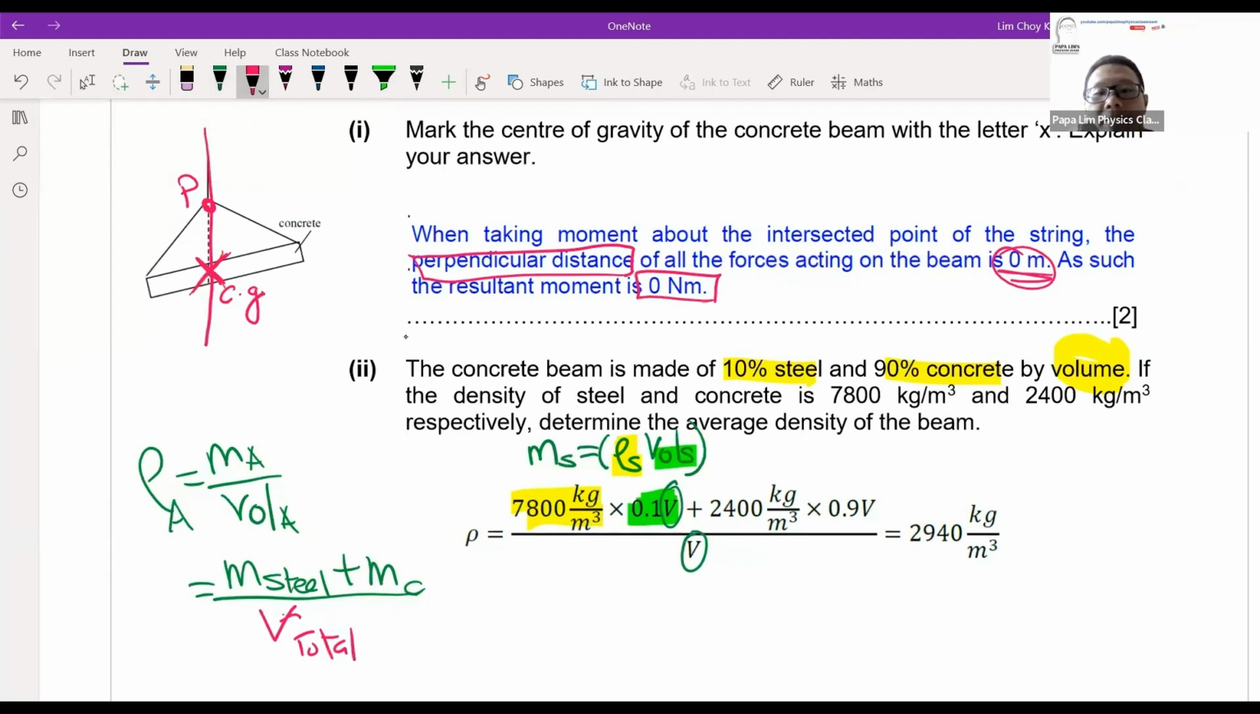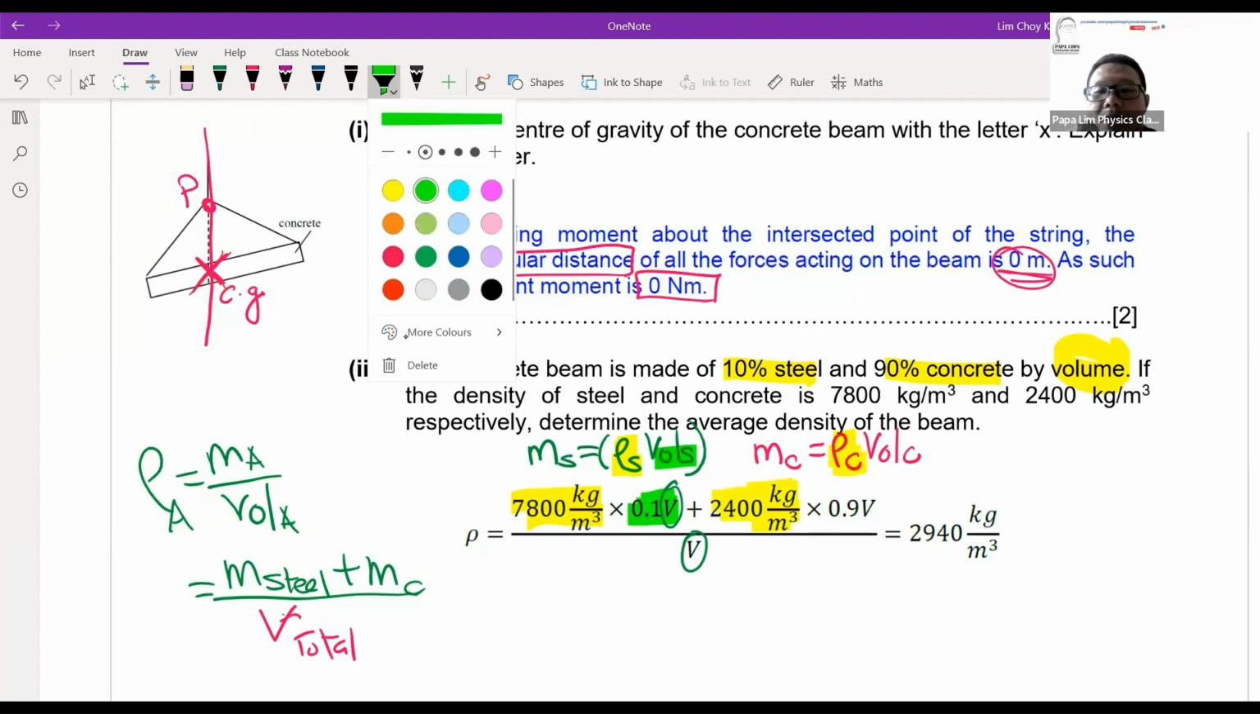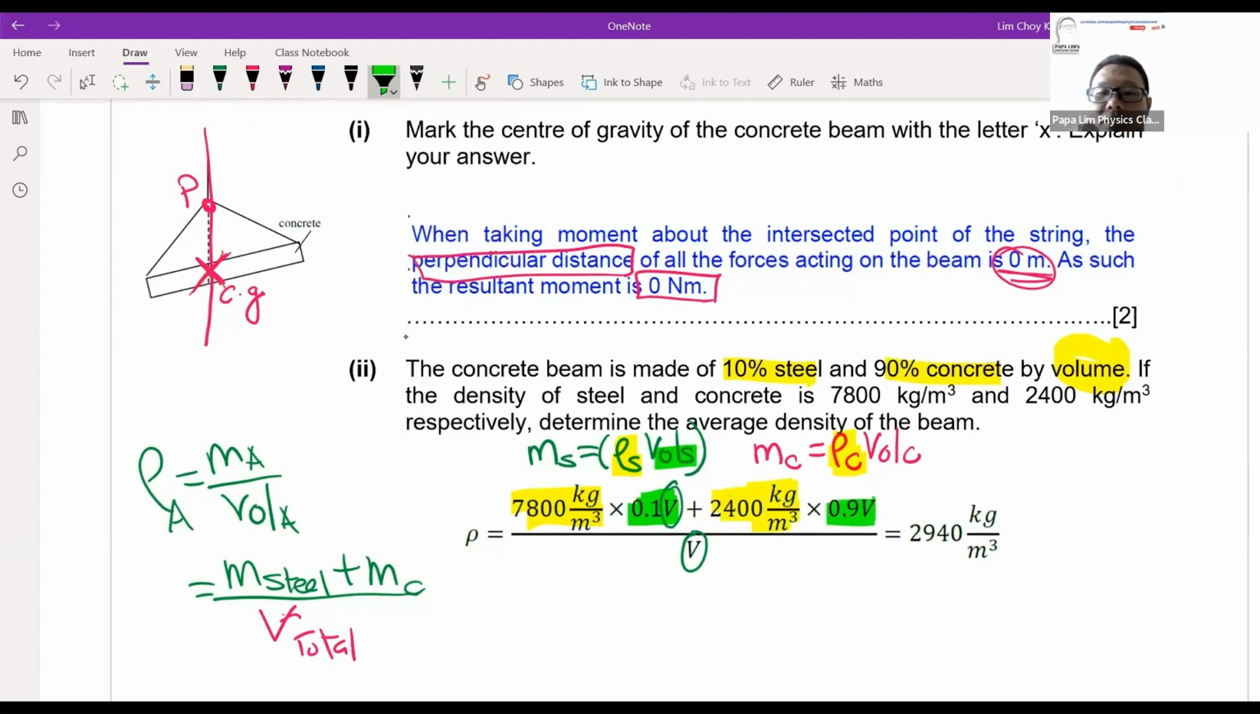Similarly, the mass of concrete is density of concrete multiplied by the volume of concrete. The density of concrete is given in the question, 2400. Then the volume of concrete, I can represent in terms of total volume, which is 0.9 or 90% of the total volume. From here, you do your algebra or cancellation of common factors, and you'll find that the V and V can cancel. After you simplify with your calculator, you'll find it to be 2940 kg per meter cube.